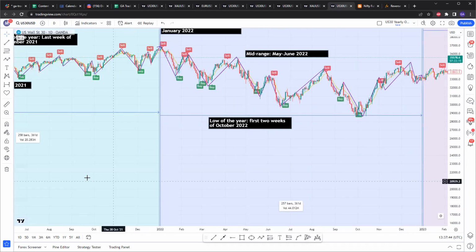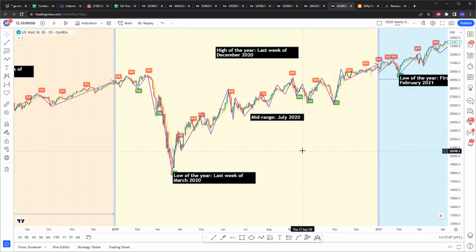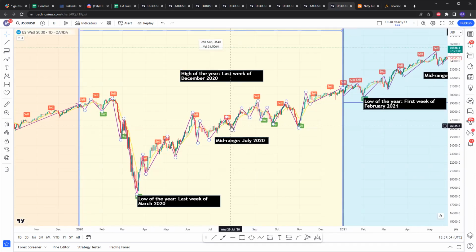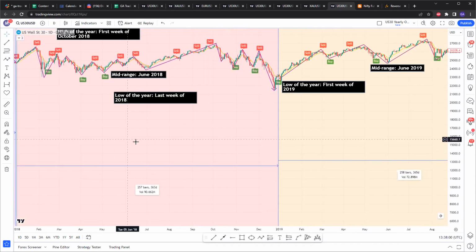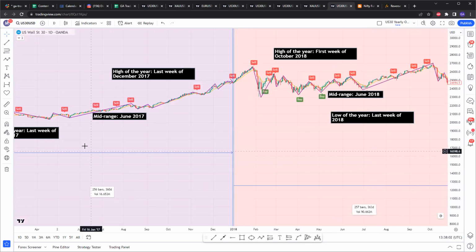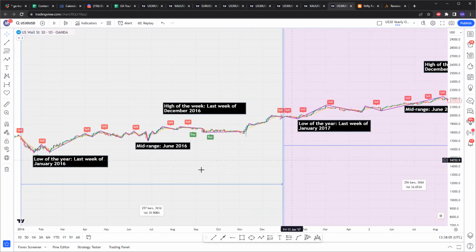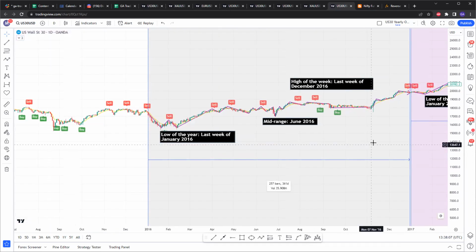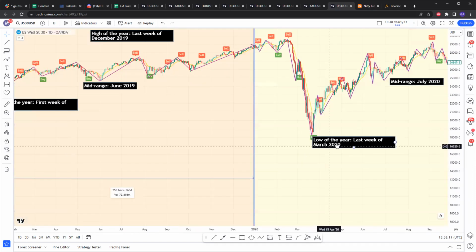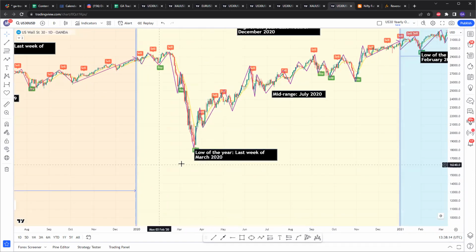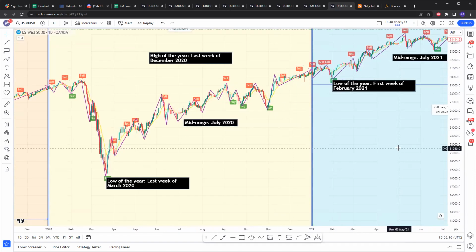We did have a year that had that. In 2020, we had a low of the year in March 2020, mid-range in July, and high of the year in December. And no other year has had a low of the year in March, other than, you know, the last 7 years, other than January and February. Based off of going back, because I've done up to 2016, I do anticipate the same thing as March 2020, where we had low of the year in March and high of the year in December.